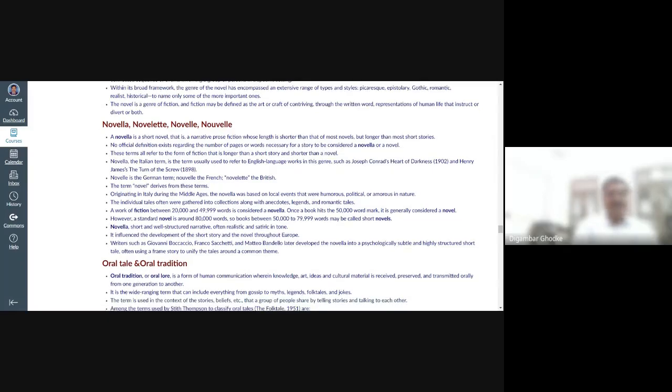And writers such as Boccaccio, then Franco Sacchetti, and Matthew Bandello later developed the novella into a psychologically subtle and highly structured short tale by using a frame story to unify the tales around a common theme. So this is what we can understand about the term novella and novel.